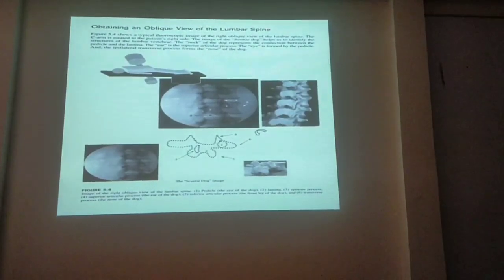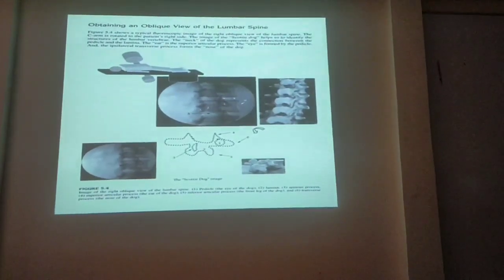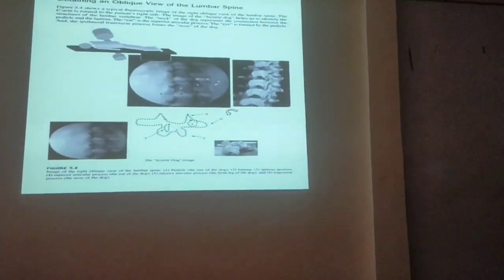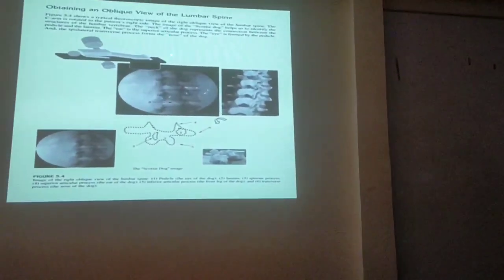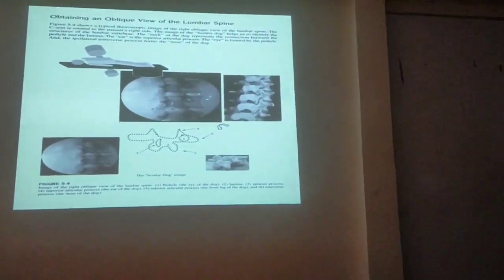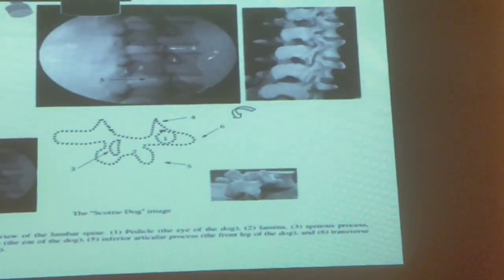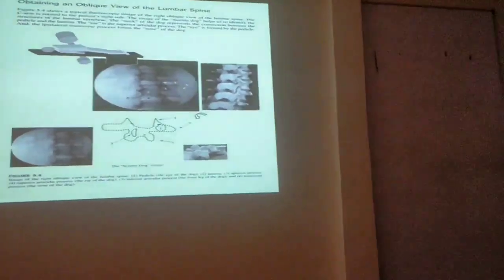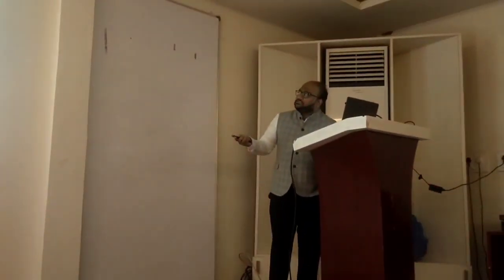And then how to identify structures on an oblique view. So here comes in the classic Scotty dog, where the eye of the dog is your pedicle, the circular structure. We'll show it to you better in the workshop during the procedure, but if you can appreciate it, I'll be happy. This is your eye of the pedicle, eye of the Scotty dog, which is the pedicle. The ear is the superior articular pillar. The nose is the transverse process. The forelimbs are your inferior articular pillar.